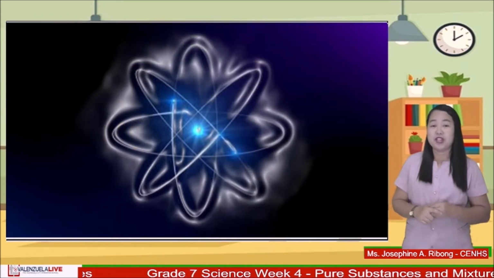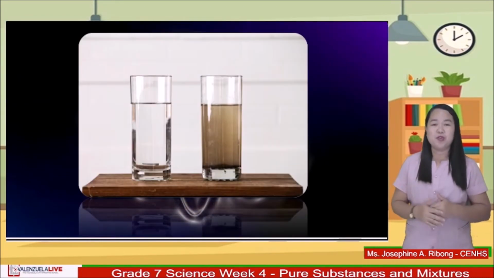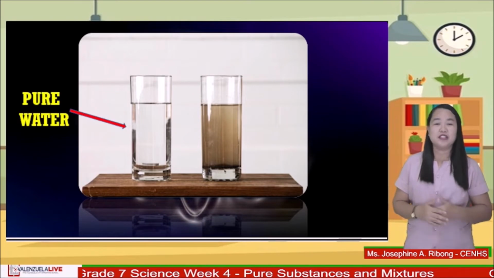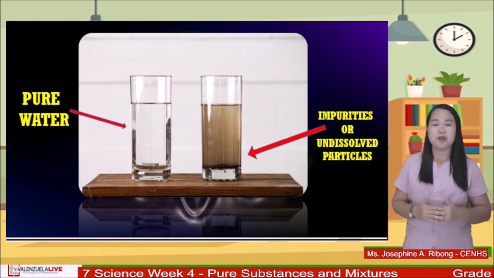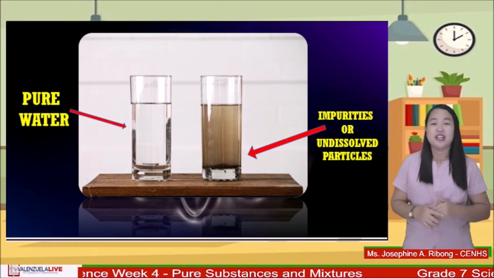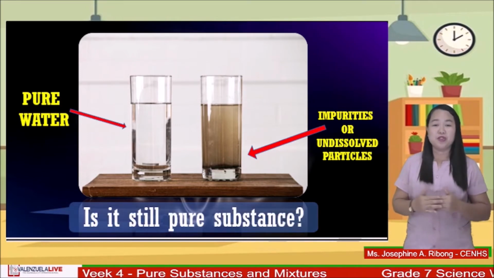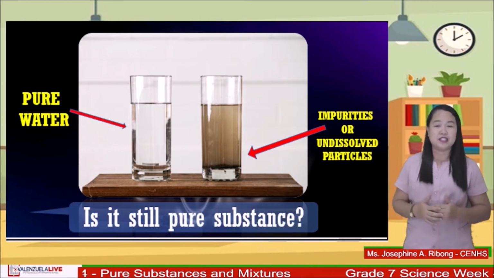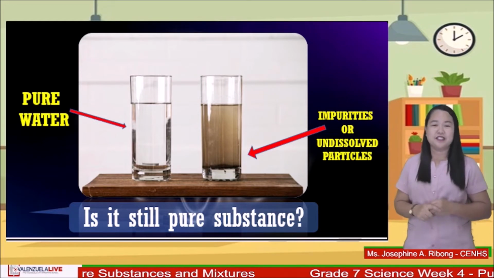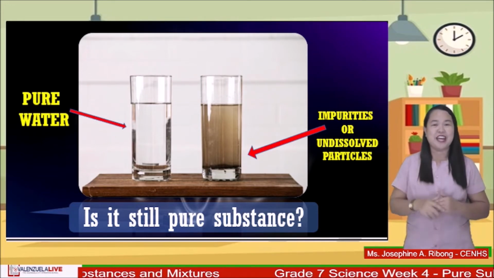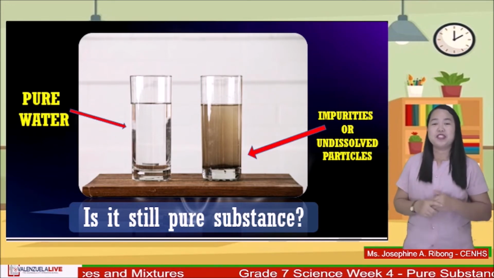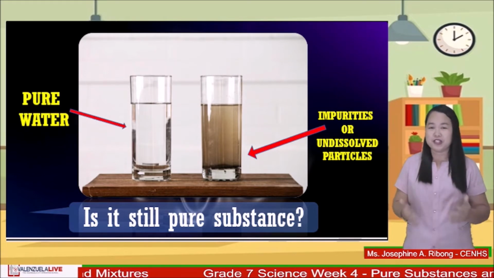We have two different substances, one with pure water and the other one contains impurities or undissolved particles. Now, can we still say that the glass with impurities is still a pure substance? What do you think, learners? Yes, you're right. It is no longer a pure substance because it is now a mixture.